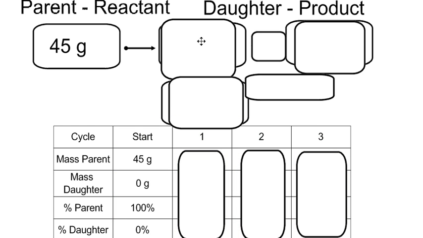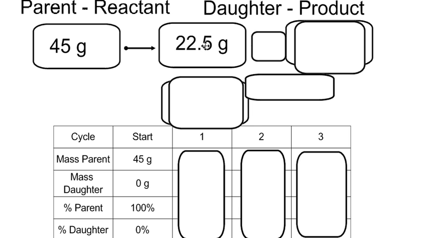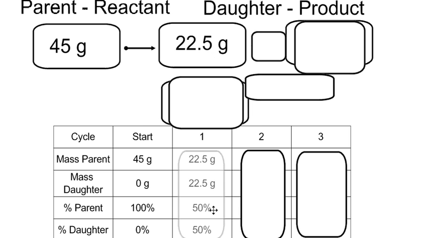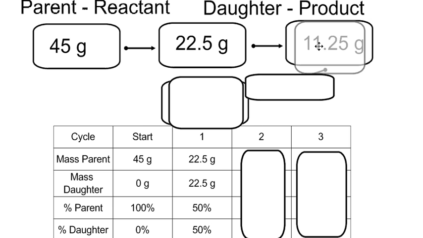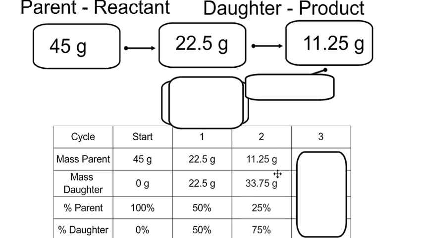After one cycle, I'd have 22.5 grams of parent, 22.5 grams of daughter, and a 50-50 ratio. After another cycle, I'd have only 11.25 grams of parent. The rest would be daughter, and it'd be 25 to 75.